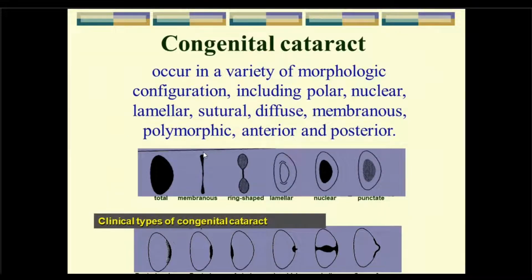Congenital cataract occurs in a variety of morphologic configurations, including polar, nuclear, lamellar, diffuse, polymorphic, anterior, and posterior cataract. So, according to the location, congenital cataract may differ greatly.